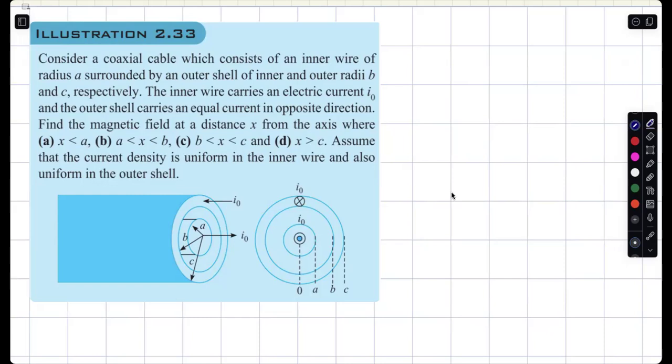Okay. Now you need to understand there are regions: region 1, region 2, region 3, region 4. Have you all understood the question clearly? First, we will work on part A: x less than a. In this particular case, you are here.